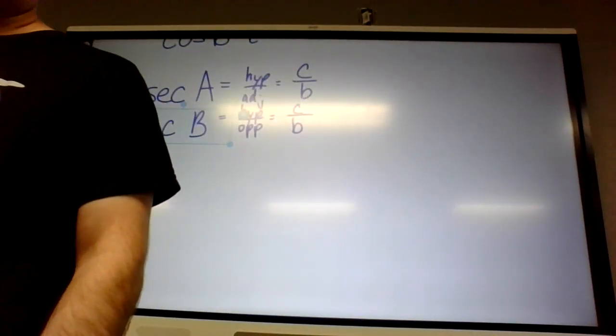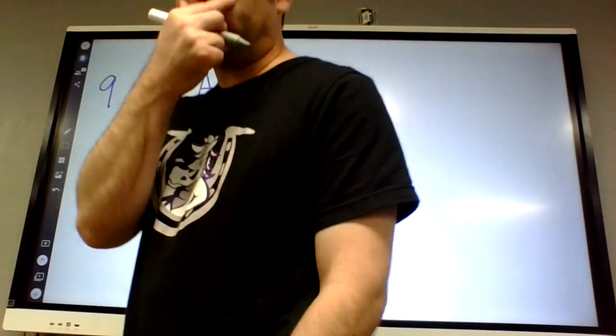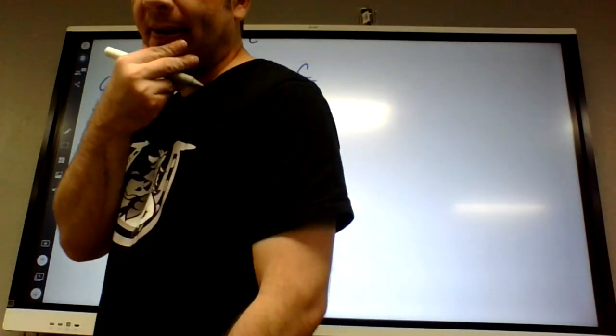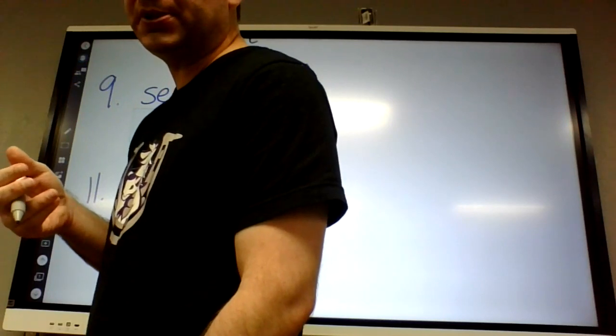Alright, now we're getting into the mess here. Tangent of x, here we go. Tangent of x equals secant over cosecant.